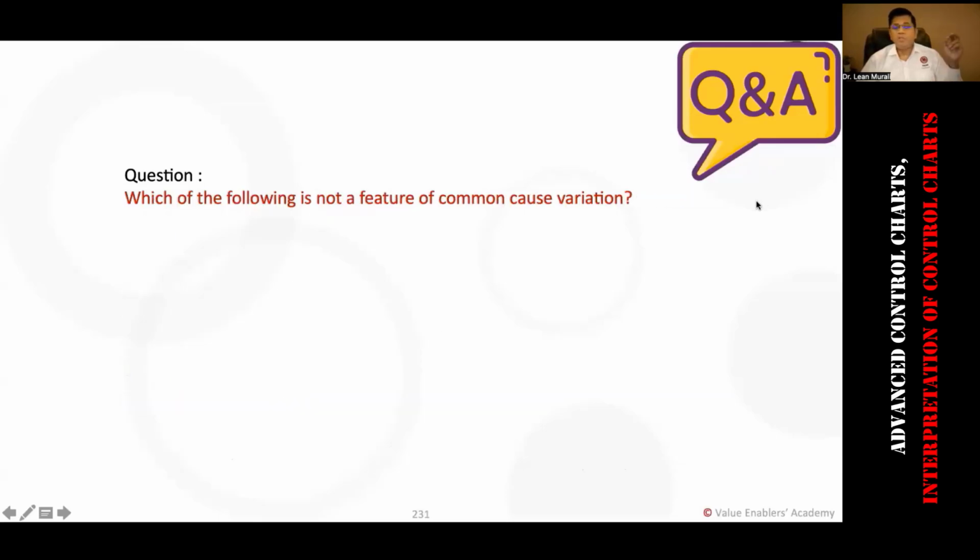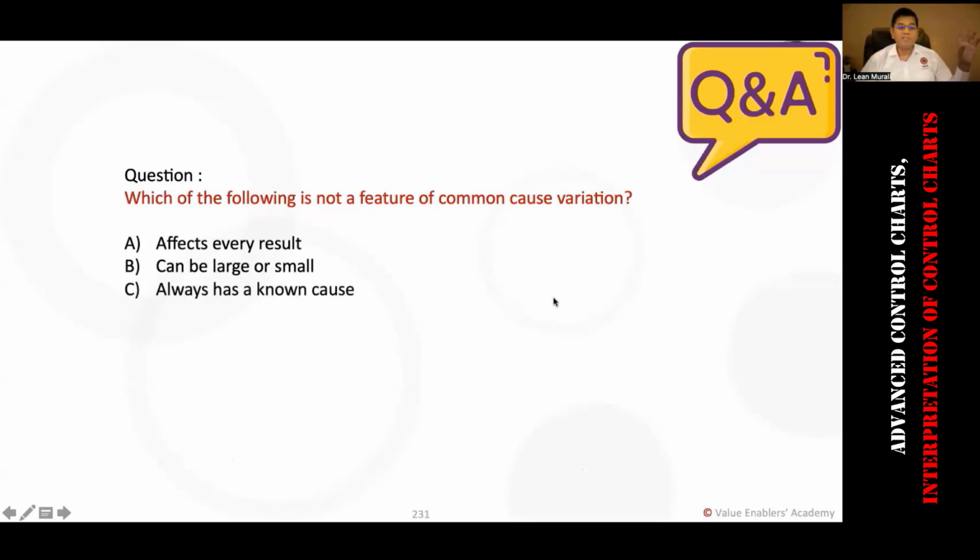Which of the following is not a feature of common cause variation? Affects every result, can be large or small, always has a known cause, systemic and chronic. Which is not a feature of common cause?